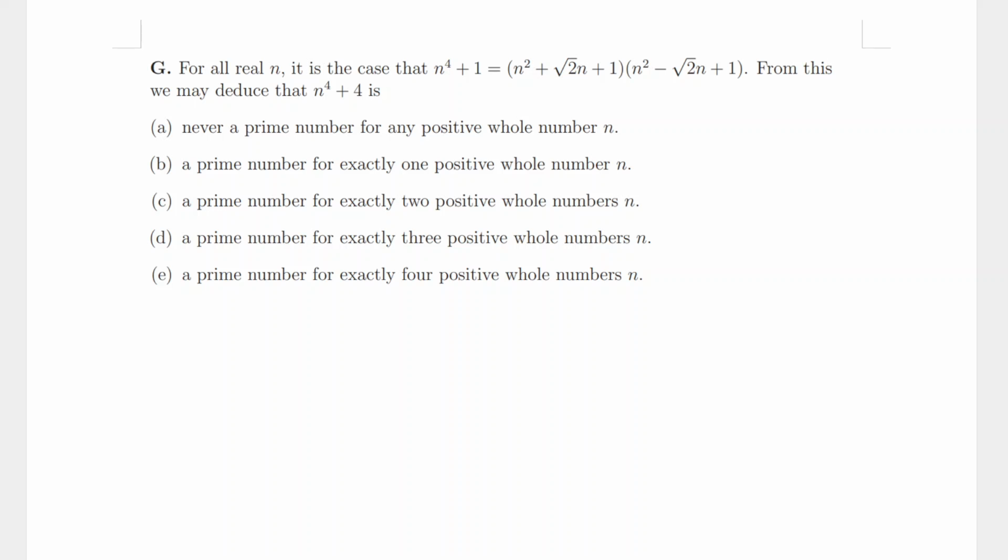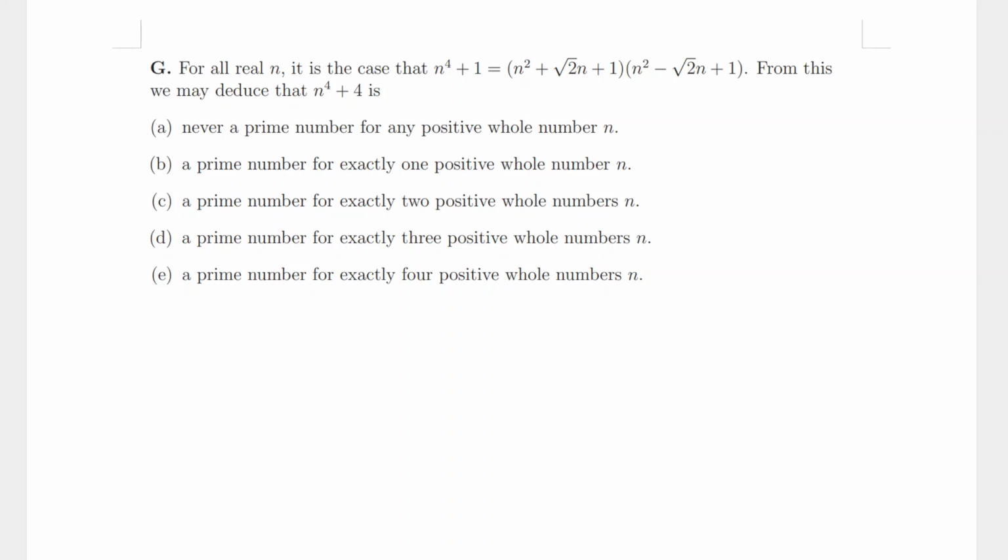Okay, so the obvious way to go for this would be to try to find a similar factorization for n to the 4 plus 4 as well. So how could I use the factorization that they gave us to do so? Well, let's have a look.